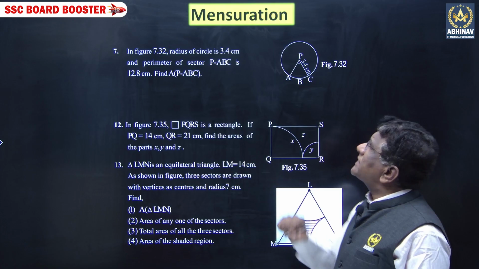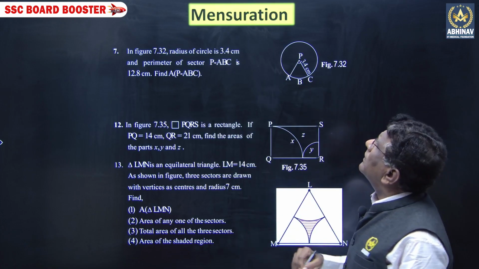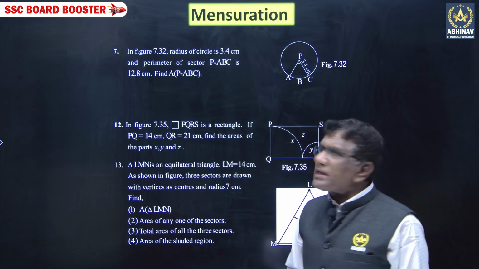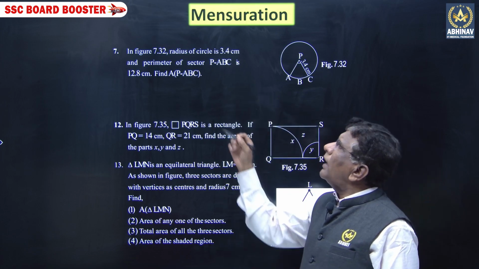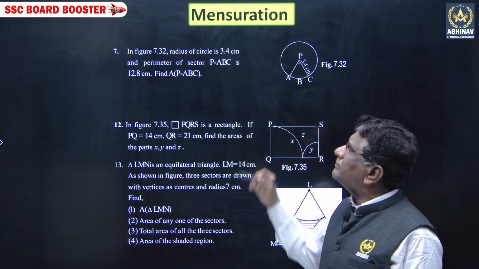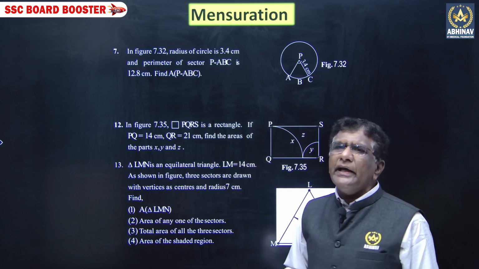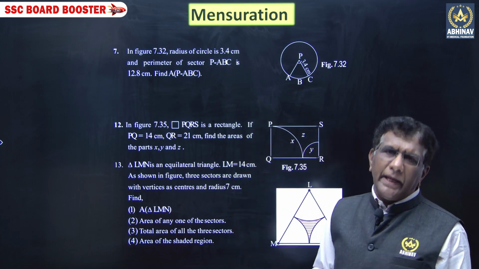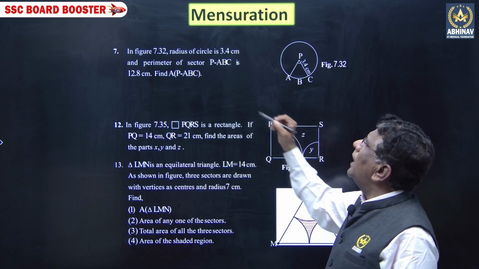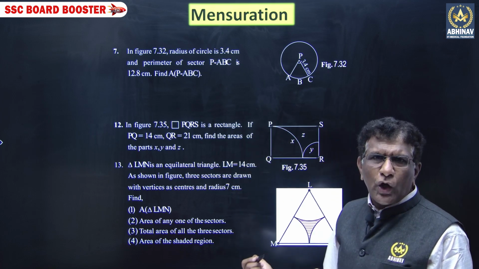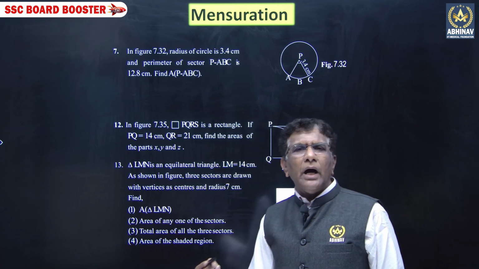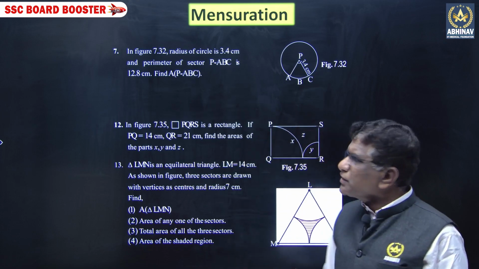Then coming to the next example, these are also practice examples. The radius of the circle is 3.4 centimeters and the perimeter of the sector is also given. We have to find the area of the sector for PABC, which is given here, by using the formula: area of sector is equal to theta upon 360 into pi r square.